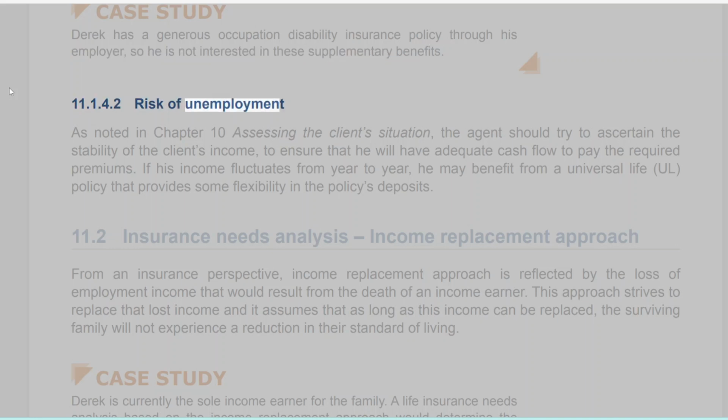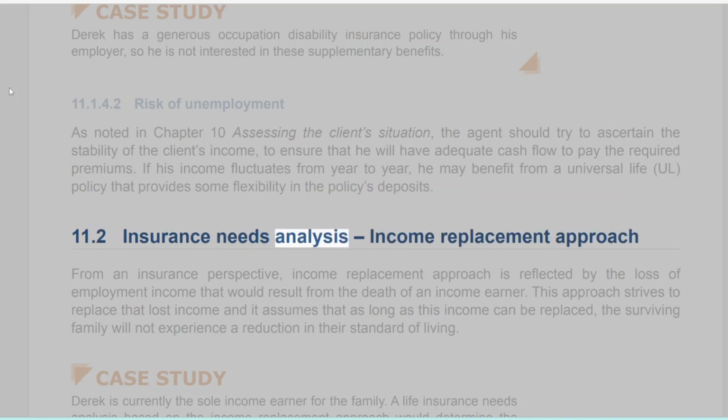11.1.4.2 Risk of unemployment. As noted in Chapter 10, Assessing the Client's Situation, the agent should try to ascertain the stability of the client's income, to ensure that he will have adequate cash flow to pay the required premiums. If his income fluctuates from year to year, he may benefit from a universal life (UL) policy that provides some flexibility in the policy's deposits.